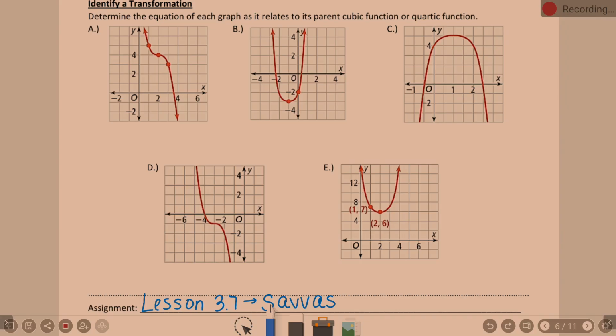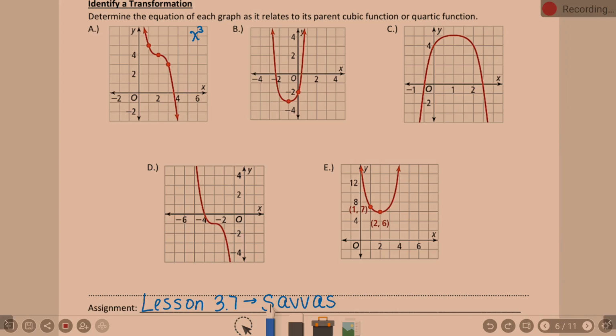So as I look at A, before I write this equation, I want to go through and identify, what do you know? Is this going to be an x to the third graph or an x to the fourth graph? Which shape is this? Is it still x to the third? It is. Yep, it is going to be an x to the third graph, and I'm just making myself a list of notes here off to the side.